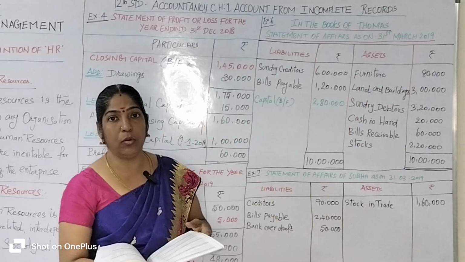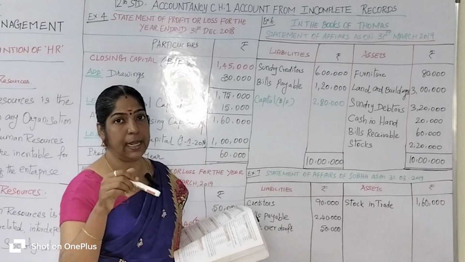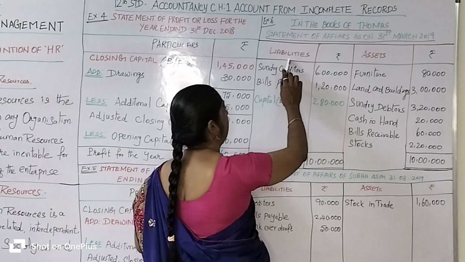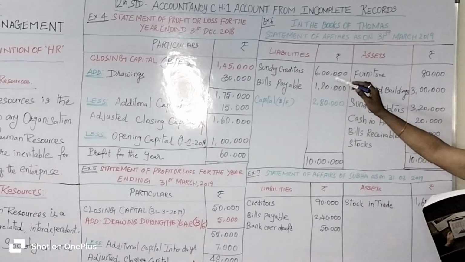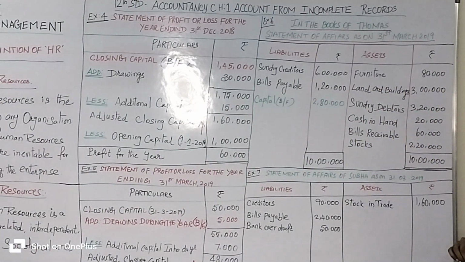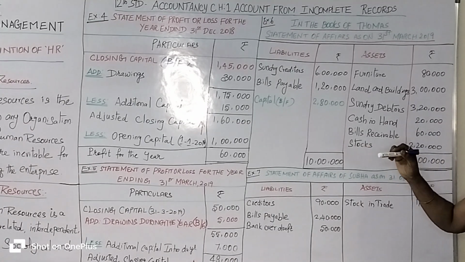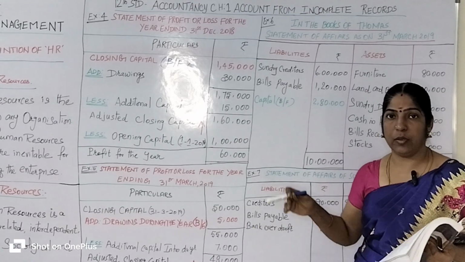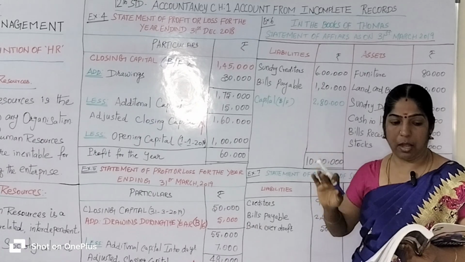Then what we have to do? We are going to prepare the assets and liabilities. In the statement of affairs, the left hand side we call the liability side, and the right hand side we call the asset side. We already studied in the 11th standard which items belong to assets and liabilities. So we are going to enter the items and amounts in the amount column.